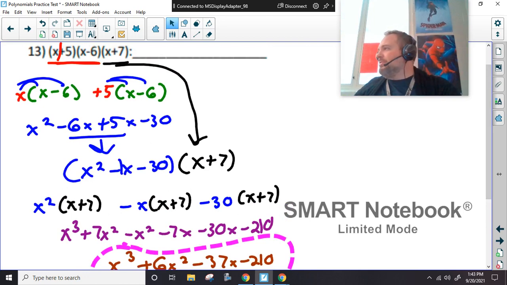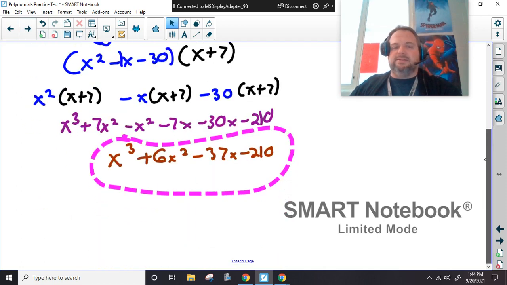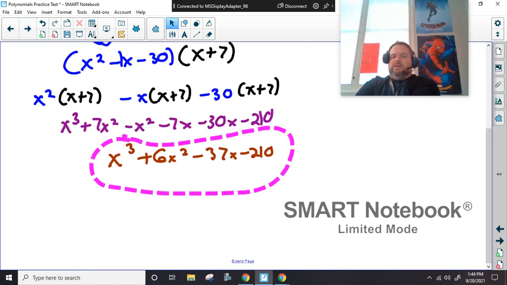Again, we'll probably have about 3 questions like this on the test tomorrow. The answer is down here: x cubed plus 6x squared minus 37x minus 210.